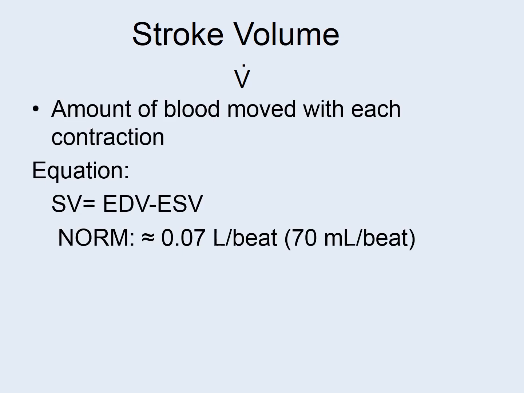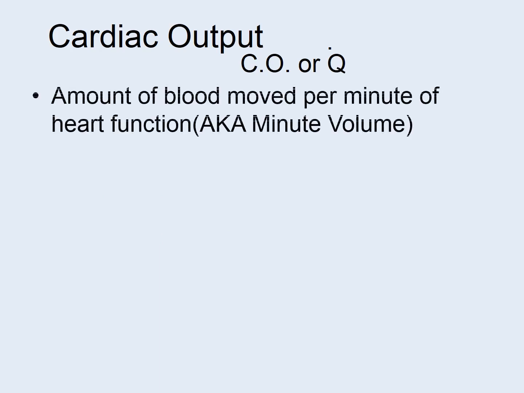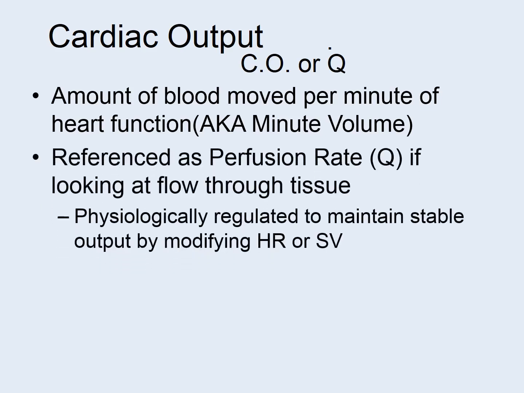The other means that we can look at stroke volume is in relationship to heart rate, based off of what's referred to as cardiac output. Cardiac output is the amount of blood moved per minute of the heart function, sometimes referred to as minute volume of the heart. Sometimes it's also referred to as perfusion rate. This perfusion rate is specific to tissue flow.